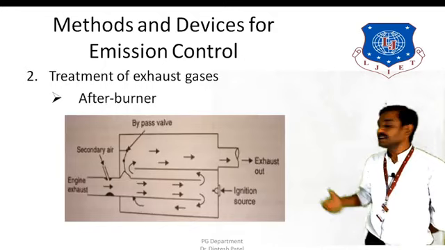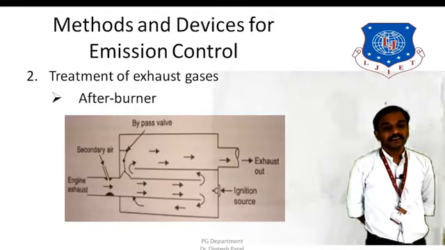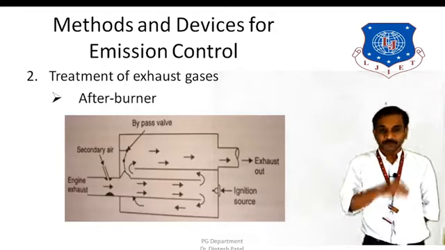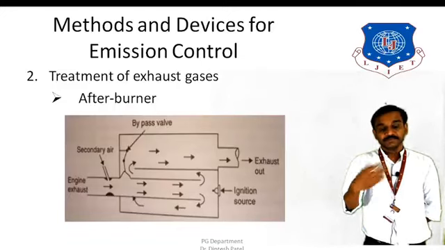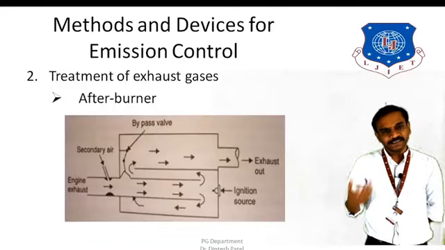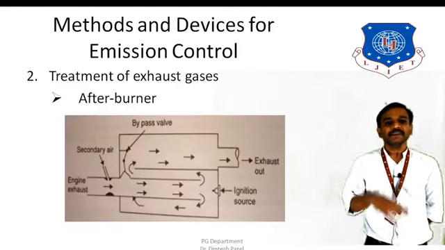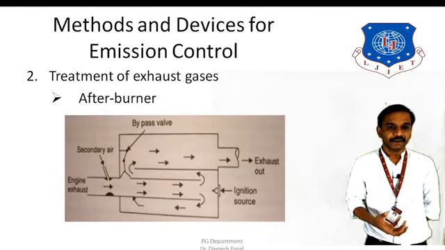The next one is treatment of the exhaust gases. Now we know that the gases leave the engine and are released into the atmosphere straight away. But if we do certain treatments of these gases before they enter the atmosphere, then we can also reduce the emissions. And one of the methods is the afterburner.